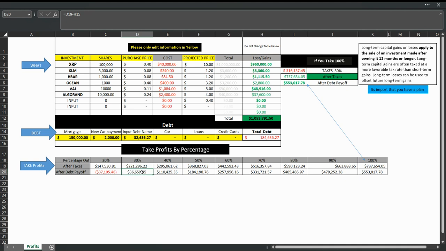But if you pulled out 30, yeah, you would have this amount, and 40 and onward. Okay. Pretty simple spreadsheet. Have fun. All right. Peace.